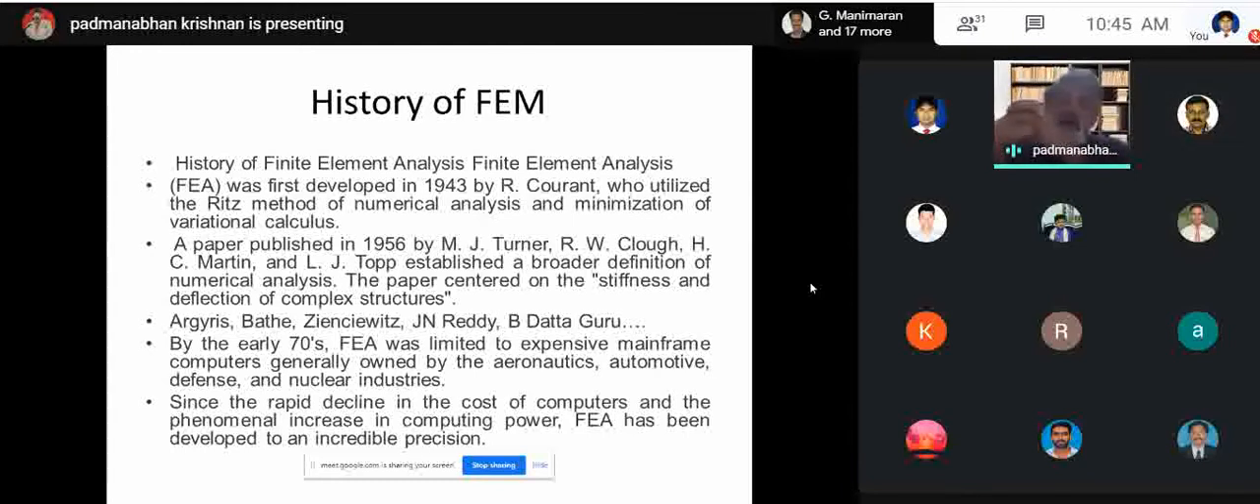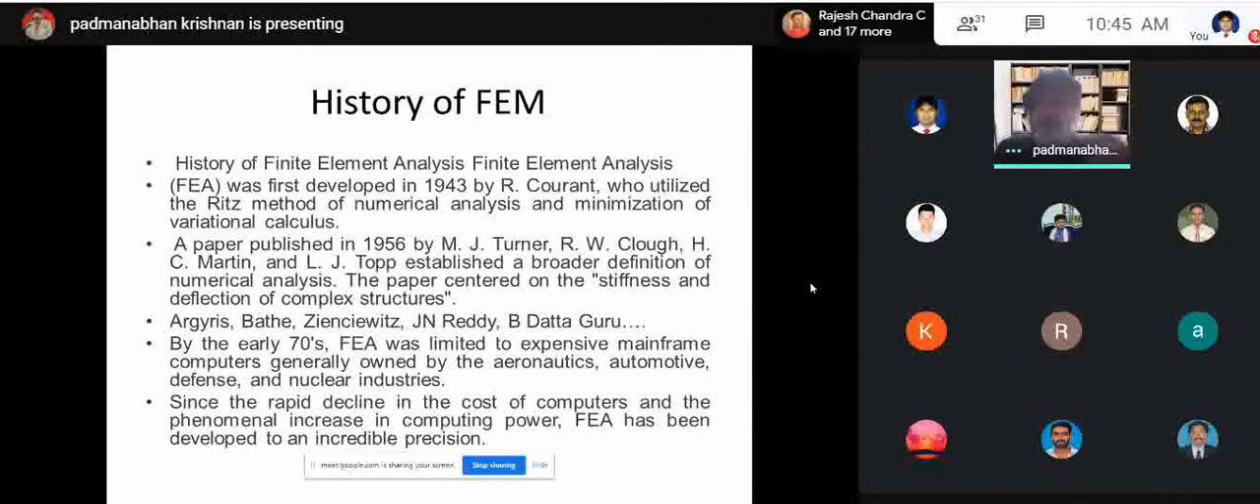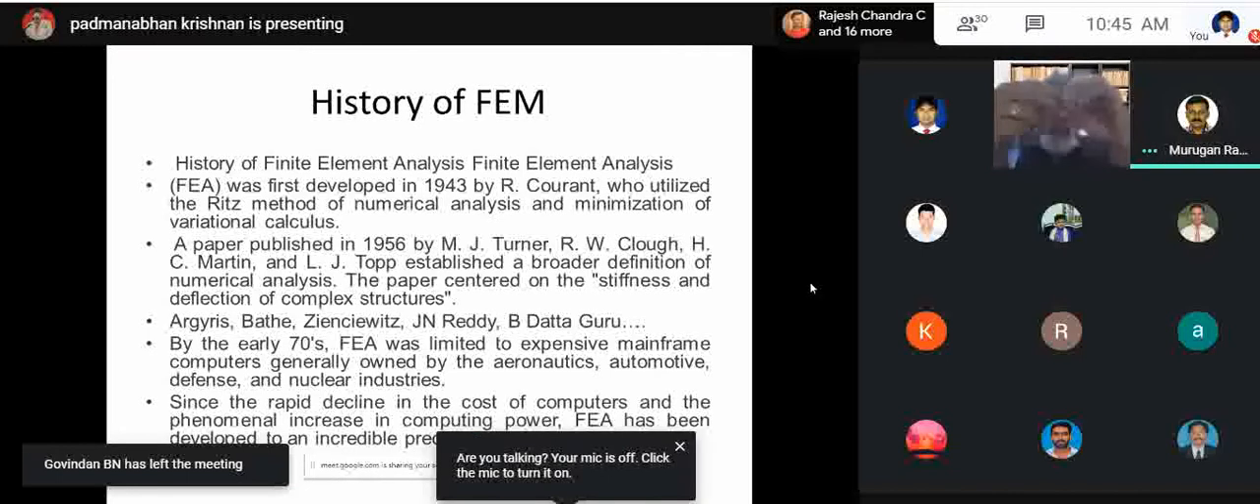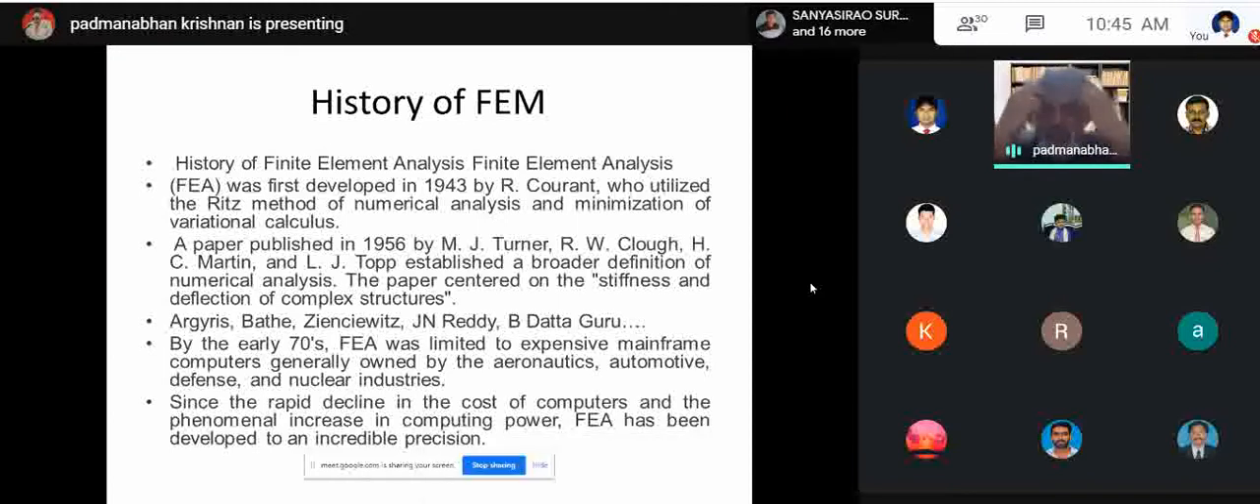I'm just giving you some understanding of the time frame. A paper published in 1956 by M.J. Turner, Clough, Martin, and Topp established a broader definition of numerical analysis. The paper centered on the stiffness and deflection of complex structures. So Argyris, Bathe, Zienkiewicz, J.N. Reddy, and then one of my own gurus, Datta Guru, who is actually a student of Argyris, followed suit.